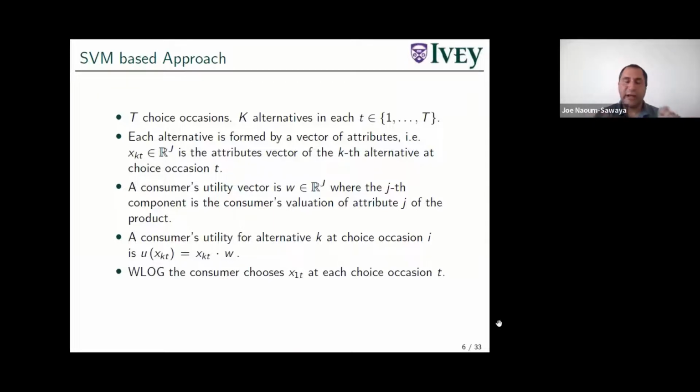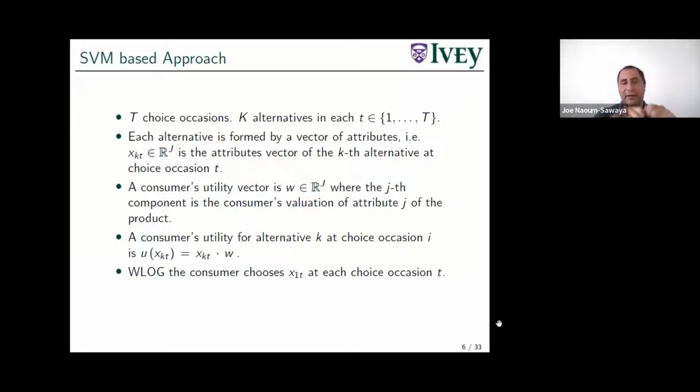So without loss of generality, I'm going to assume the consumer is shown k alternatives. They will always pick choice number 1, just because it simplifies the notation. Of course, in reality, they don't pick product number 1, but the order of the items could be sorted so that the consumer always picks item number 1. Okay, so just because it simplifies the notation.